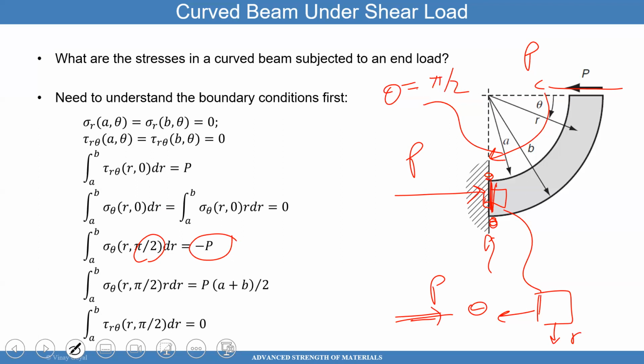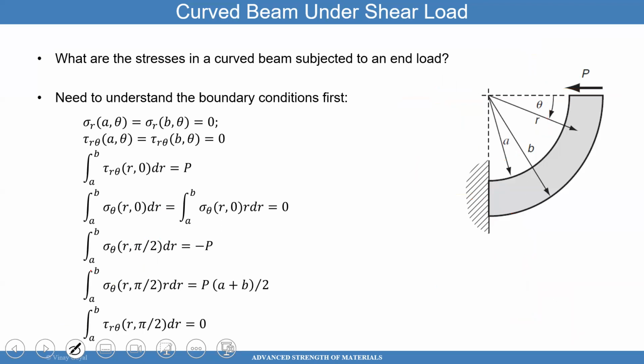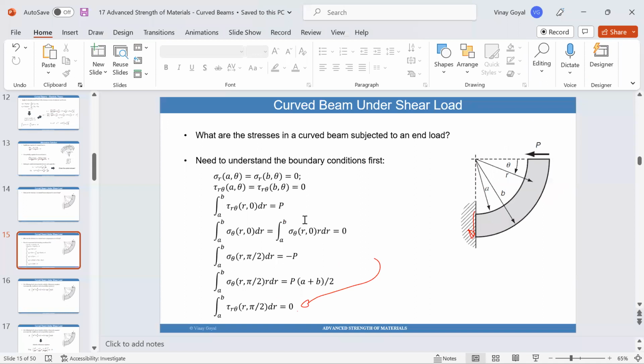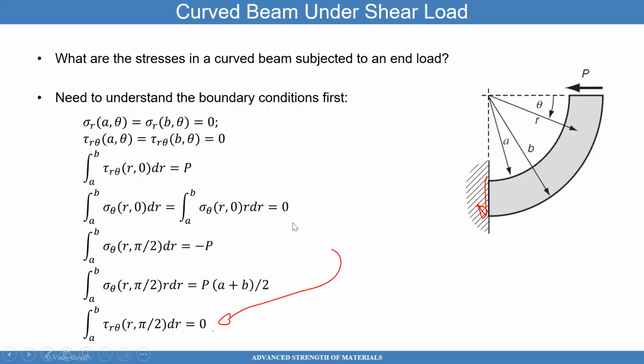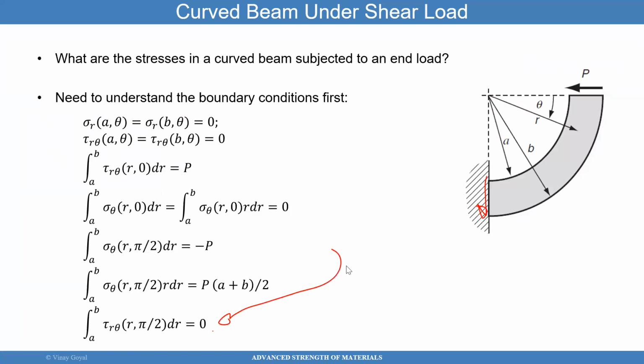Then I have this next one here, sigma r theta over here. There's no shear forces being applied on that surface, so that's 0. Okay, so there's no shear forces being applied on that surface. And then I left this to the end for a reason, because that one took some thought.